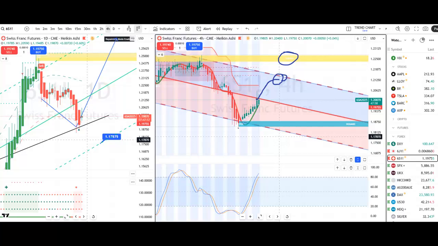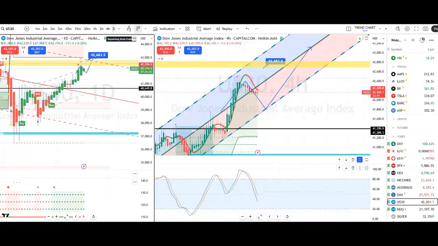Probably won't get that far. So we'll be looking for this to go short. And what that means is all the Swiss pairs will be going up at some stage.